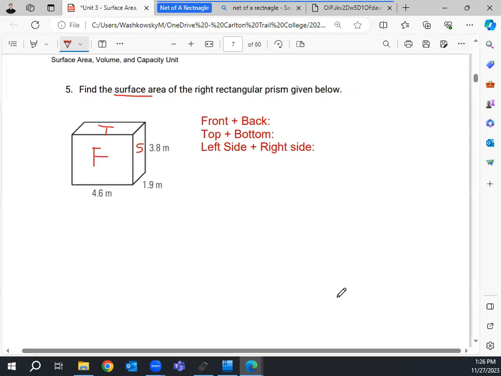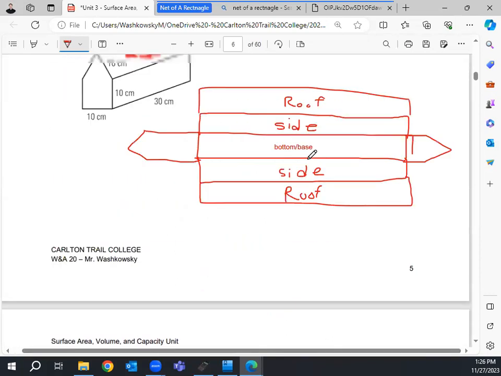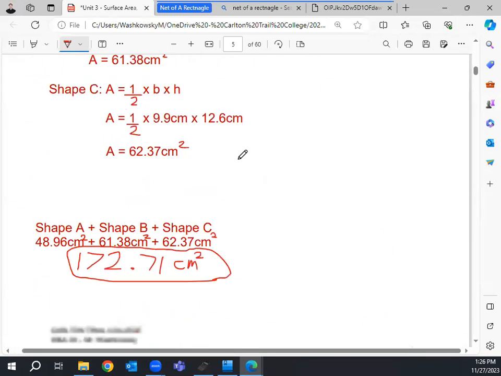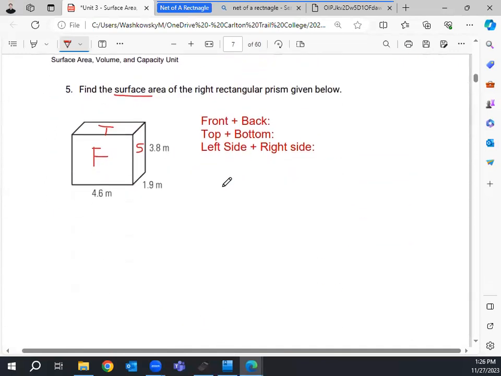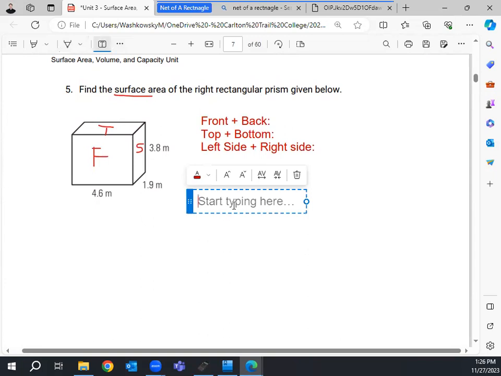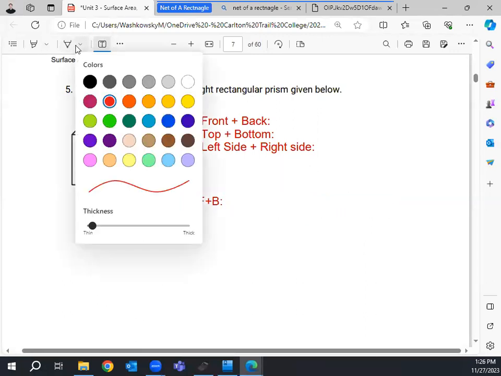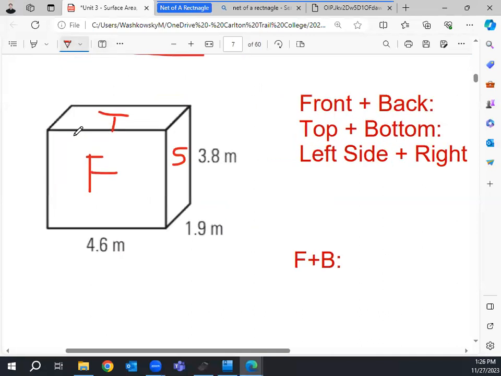So we're going to try and condense this a little bit. We're not going to go as intense as we did up here. So let's just quickly power that through. F plus B stands for front and back. So first off, for the front and the back, what shape is that? It's a rectangle.